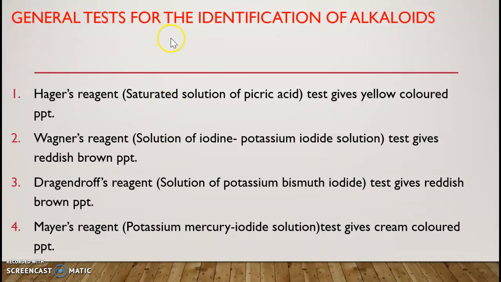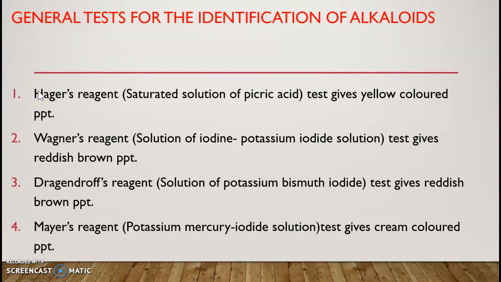So what are the general tests for the identification of these alkaloids? These are the four tests which are generally used for the identification of alkaloids. Among these four, Dragendorff's reagent test is the common test for the identification of alkaloids. Let us see them one by one.